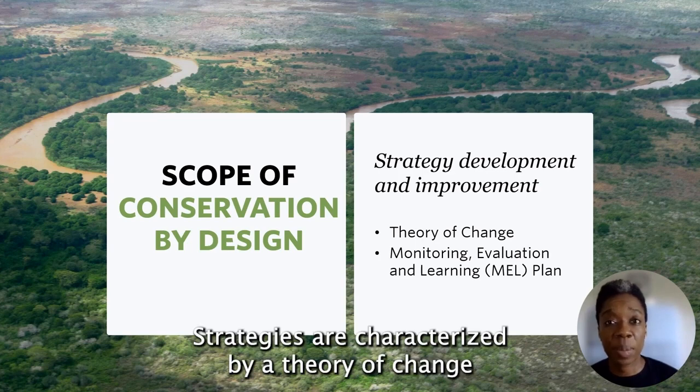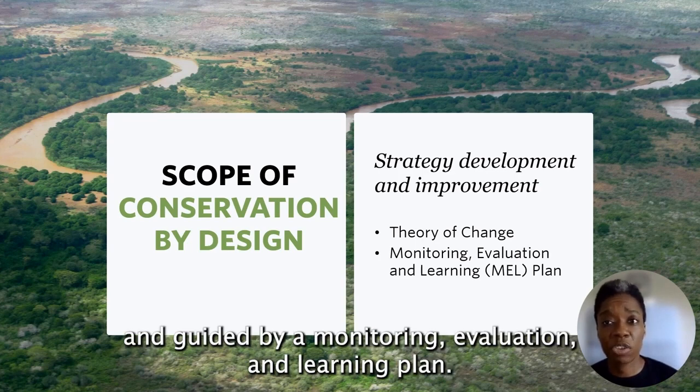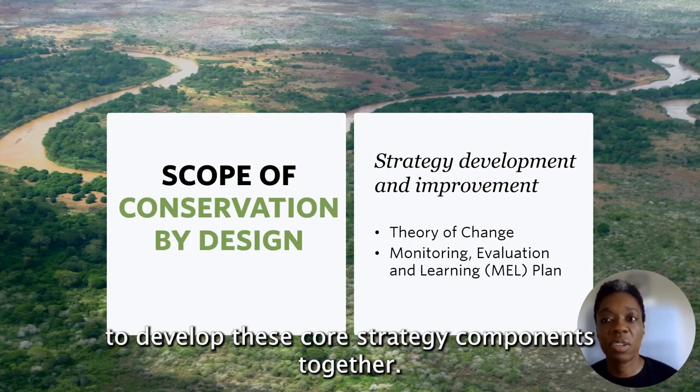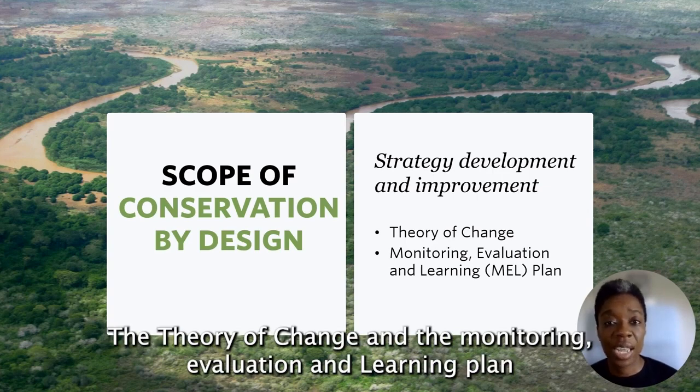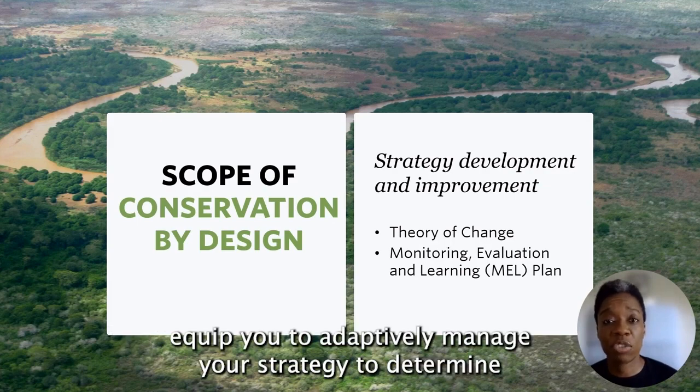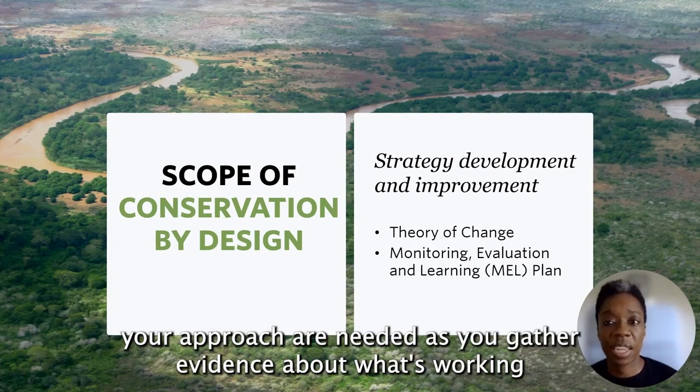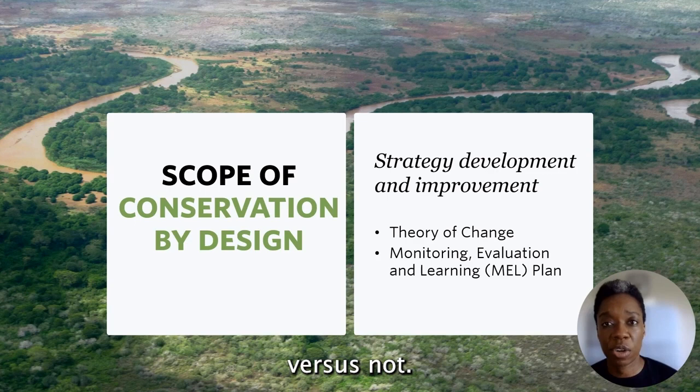Strategies are characterized by a theory of change and guided by a monitoring, evaluation, and learning plan. Importantly, the Conservation by Design modules walk your team through the steps to develop these core strategy components. Together, the theory of change and the monitoring, evaluation, and learning plan equip you to adaptively manage your strategy to determine if you're heading towards the impact you seek and whether adjustments to your approach are needed as you gather evidence about what's working versus not.